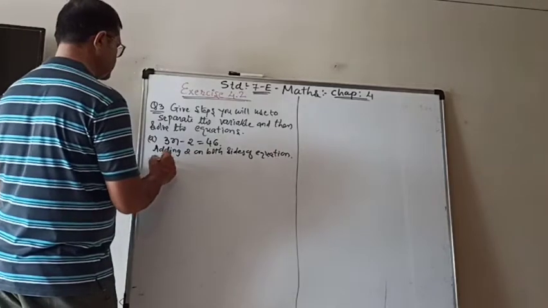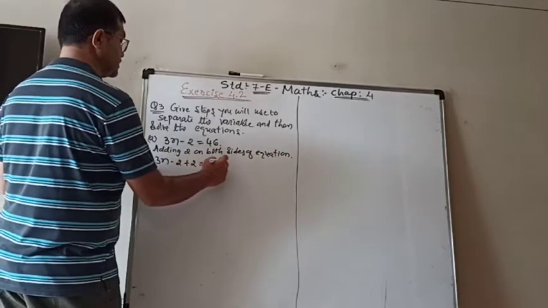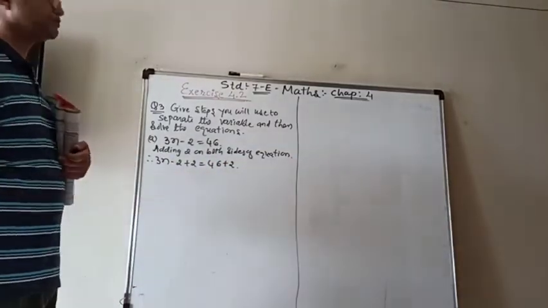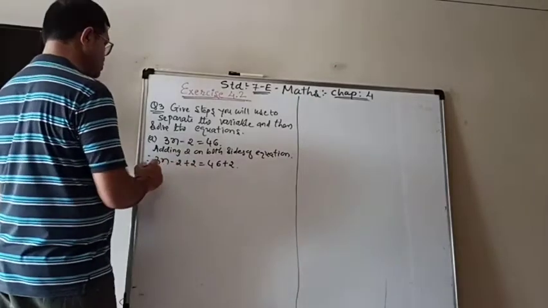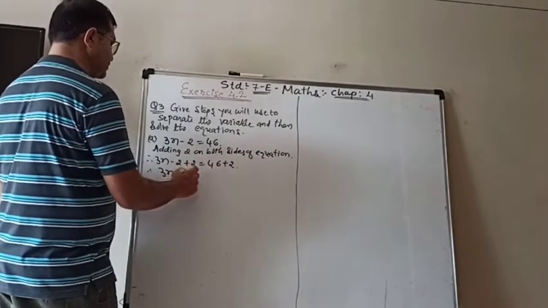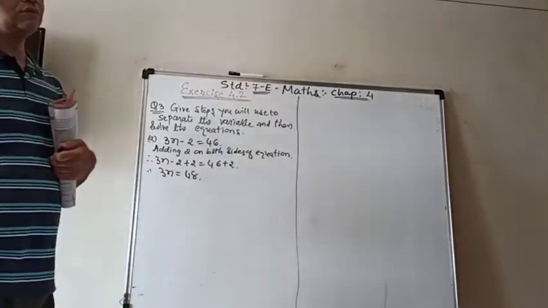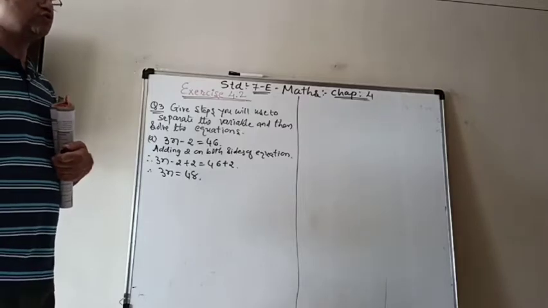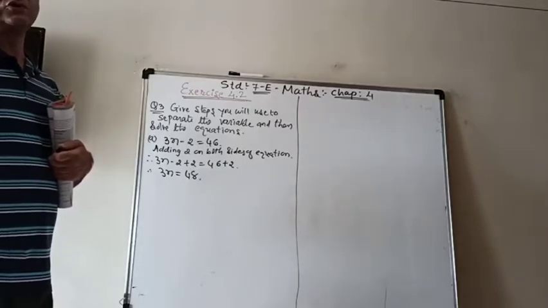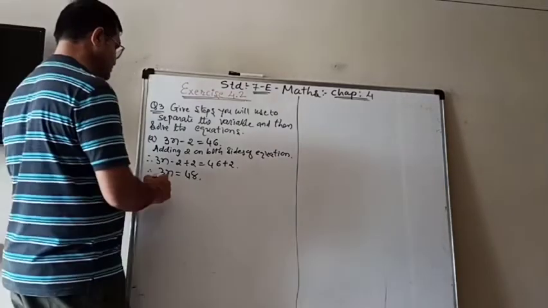So 3n minus 2 plus 2 is equal to 46 plus 2. So minus 2 plus 2 is gone, so we get 3n is equal to 46 plus 2, which is 48. Now we have to remove 3 also to separate the variable. So 3 is in multiplication, so we have to divide it by 3.